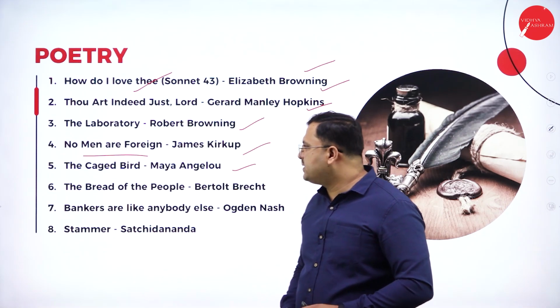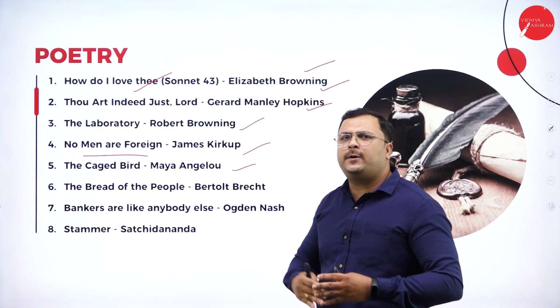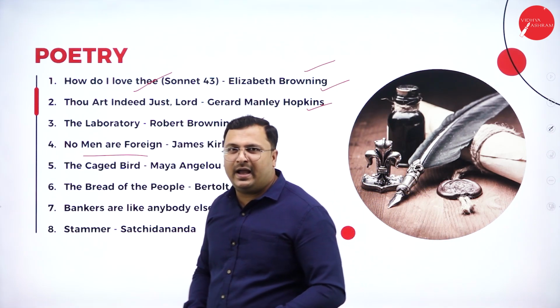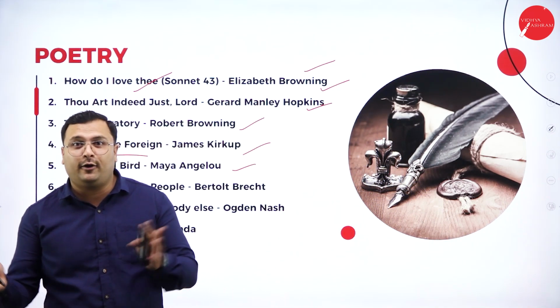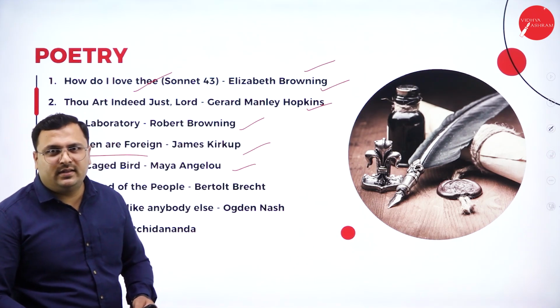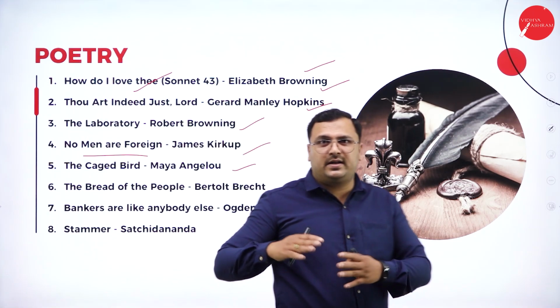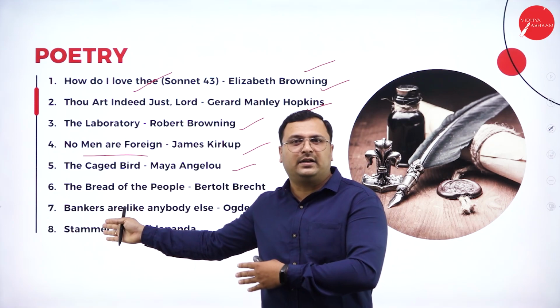Next one is Bankers Are Like Anybody Else, by Ogden Nash. This poem talks about the people who work with a bank. People consider that they have a lot of cash to enjoy. They are working in a bank. They are like anybody else. So he is trying to explain that profession of bankers.